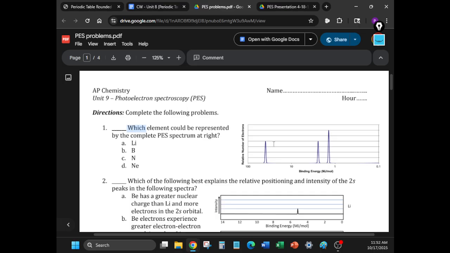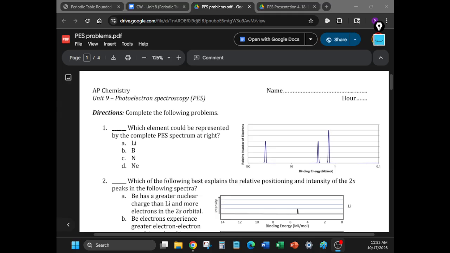So look right here. This is your graph. What element do you think this PES spectrum is representing? Don't say it out loud. Just write it on your paper and write a quick, very small justification why. Why do you think your answer is represented by this PES spectrum?